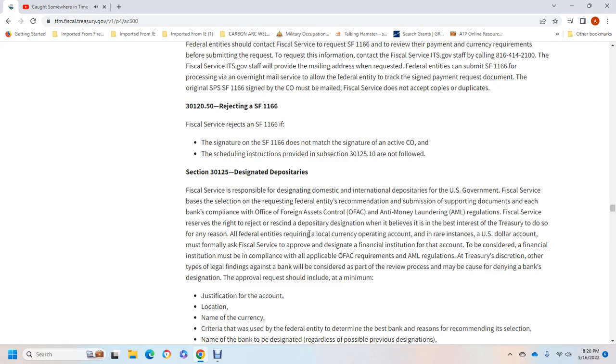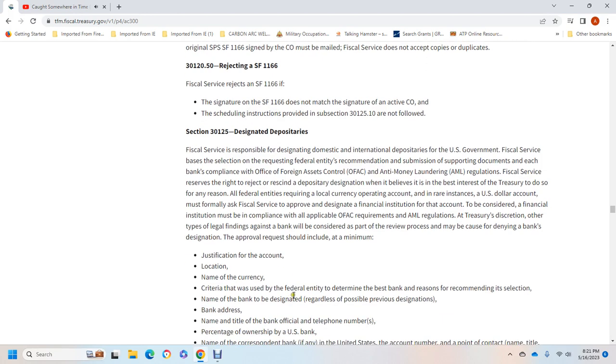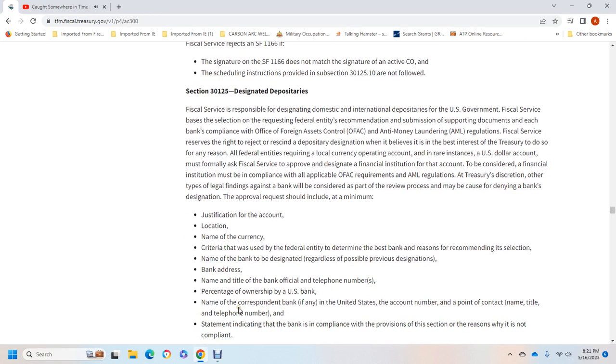Requests for a U.S. dollar account must formally ask officials to approve the designated official institution for the account. The institution must comply with the applicable OFAC requirements and AML regulations, the Office of Foreign Assets Control and anti-money laundering regulations, at Treasury's discretion. The request must include the minimum justification for the account: the location, the name of the currency, the use of the account, the federal entity's determination of the best bank with the reason for the recommendation, and the name of the bank designated.